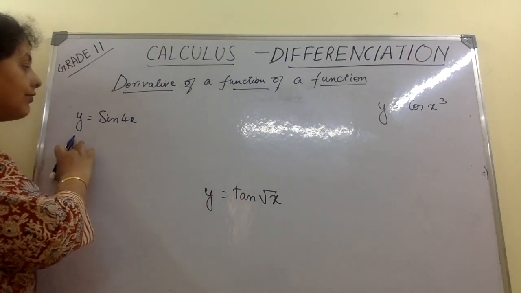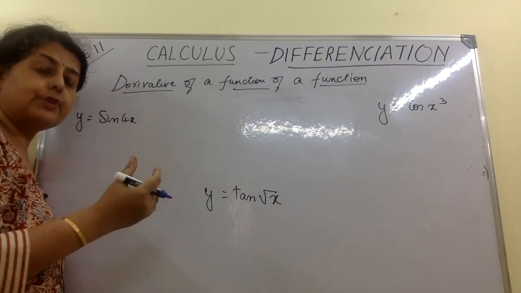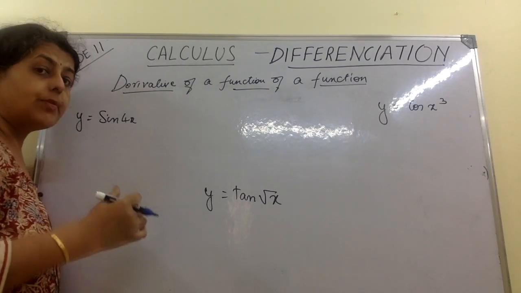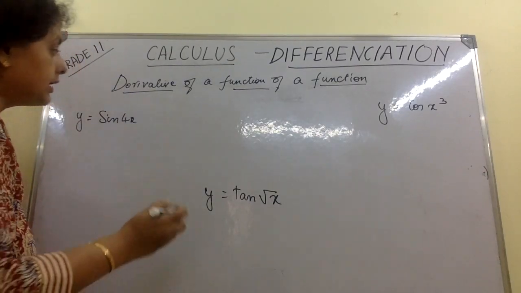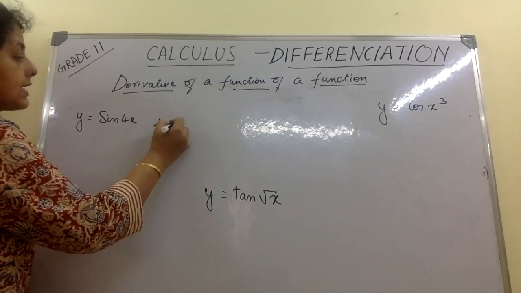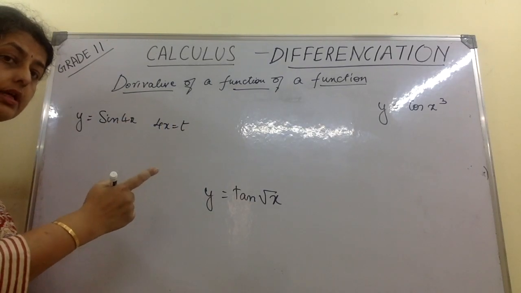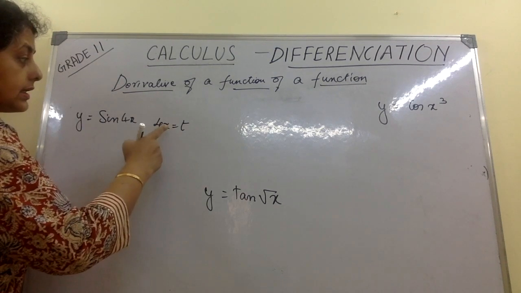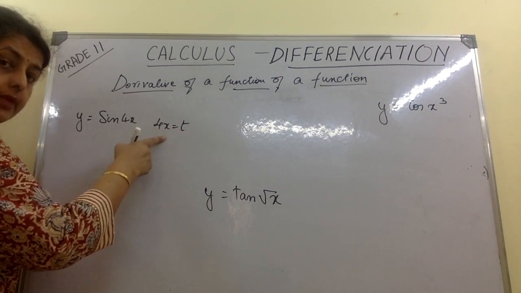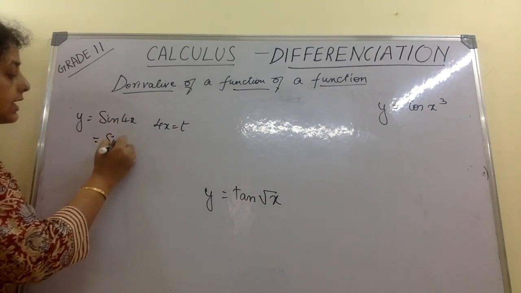Okay, now here we have y is equal to sin 4x. Now we know the differentiation of sin x is cos x. But then what do we do when it is sin 4x? So what we do here is we take the 4x as a different variable, t is equal to 4x. If we take t is equal to 4x, then t becomes a function of x again. So this becomes sin t.